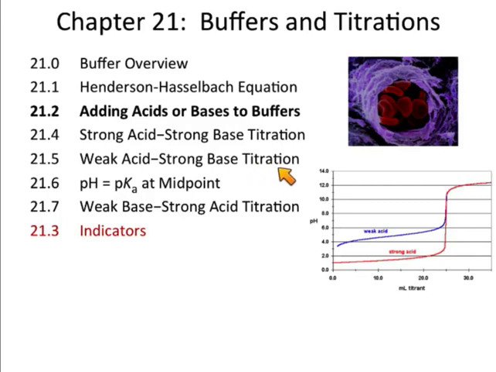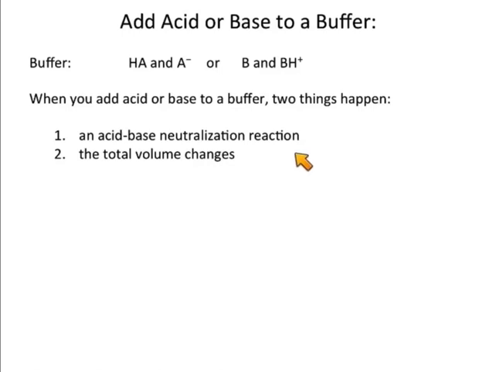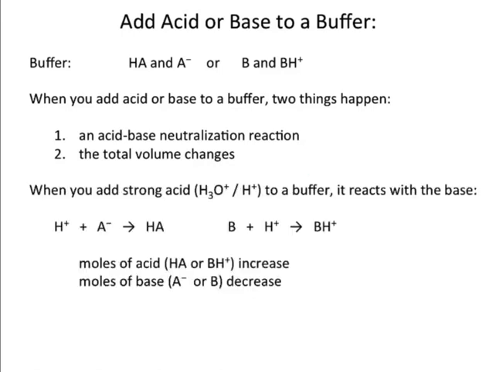Right? So when you make a buffer, you start with a weak acid, and as you go along, two things are going to happen. One, you're going to have to know what happens when you add acids or bases to the buffer, the acid-base neutralization reaction. And two, you're going to have a new volume. All right, so the acid-base neutralization is the one we're going to focus on at the moment.